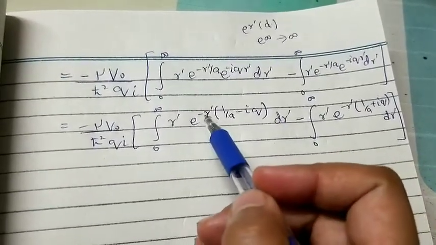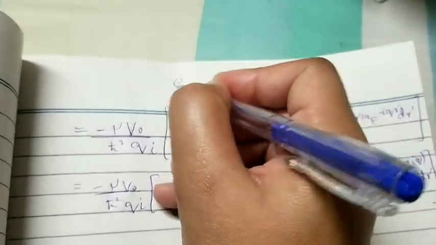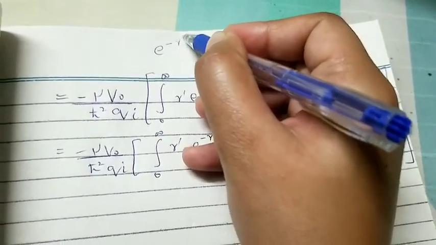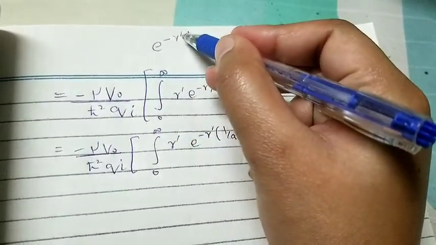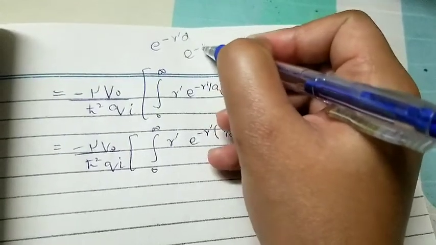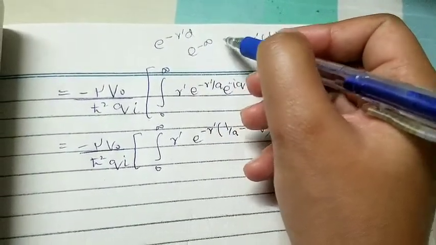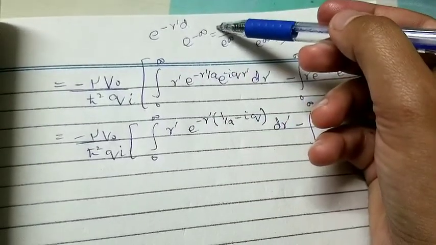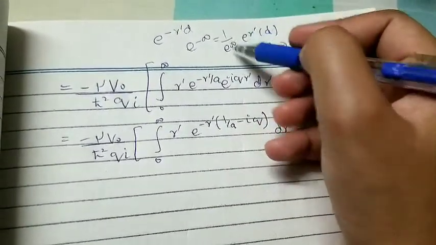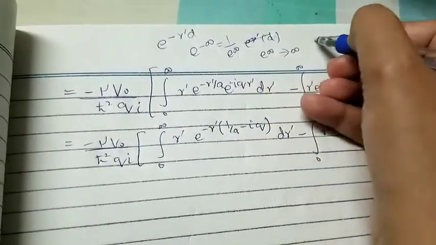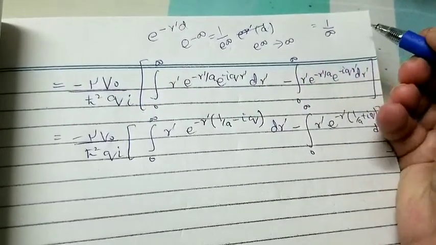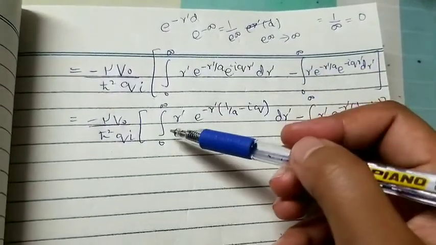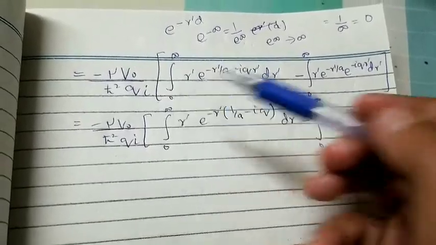So that is why we took minus r prime here, because the problem of convergence will be solved in that case. If we put infinity in place of r prime, then we will get e to the power minus infinity, and e to the power minus infinity is equal to 1 over e to the power infinity if we place it in the denominator. Since e to the power infinity is infinity, we will put 1 over infinity, and 1 over infinity is 0. So the problem of convergence will be solved. The limit of integration was from 0 to infinity, that is why we did it.